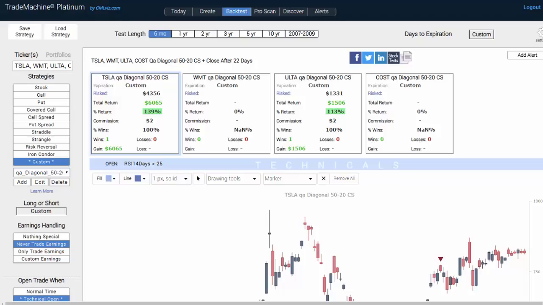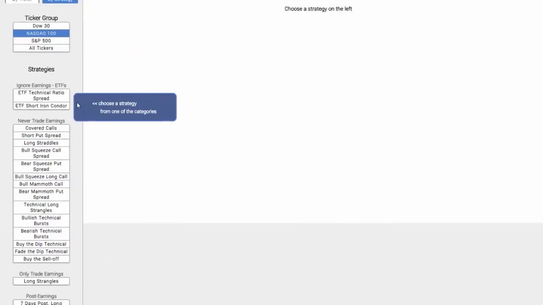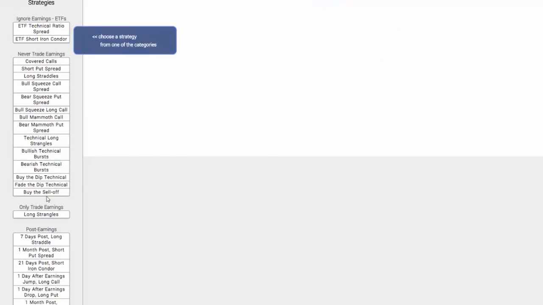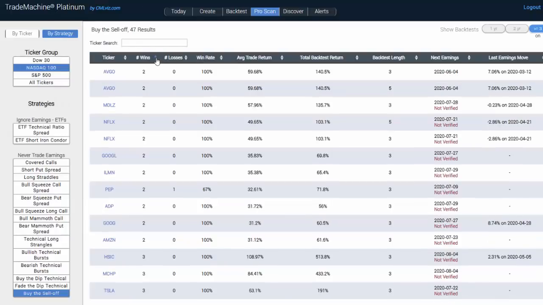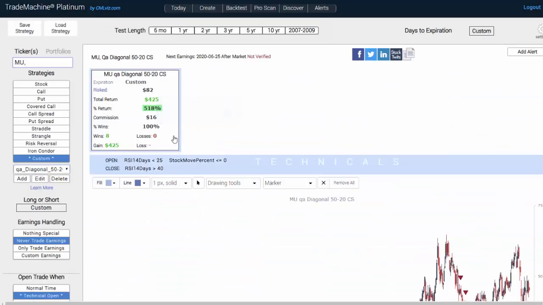Rather than testing stock by stock and figuring out which ones we want alerts for, we can just go to the Pro Scanner. We'll use the NASDAQ 100 as our ticker group, and we will use the buy the sell-off model. We'll sort by the number of winners, and if I want, I can tap on a link and it will open the backtester and I can add the alert again. In this case, we'll just do Micron. Here's Micron with its 8 wins and no losses in this massive oversold condition. Then I click Add Alert, and I get an alert from Micron as well.